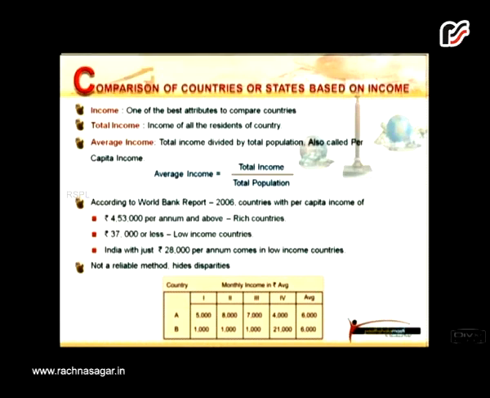Comparison of countries or states based on income. Income is one of the best attributes to compare countries. Total income is the income of all the residents of a country. Average income is total income divided by total population, also called per capita income.